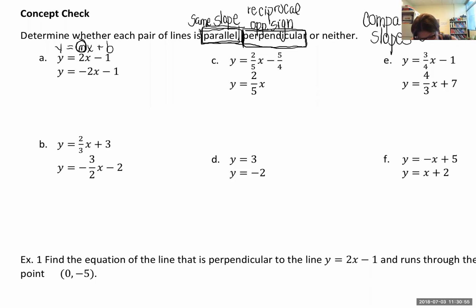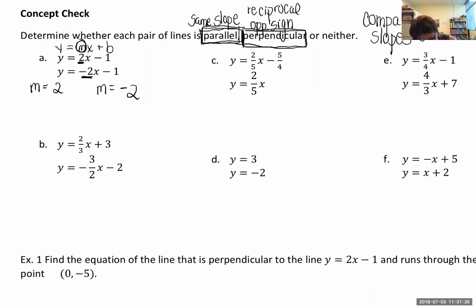Okay, so let's compare our slopes. On our first line, our slope is 2, because there's a 2 shoved up against that x. On our second line, the slope is -2, because there's a -2 shoved up against that x. So remember, if the slopes are identical, these lines are parallel. Well, the two lines do not have identical slopes. If the slopes are perpendicular, they'll be opposite in two ways. They'll be reciprocals and opposite signs.